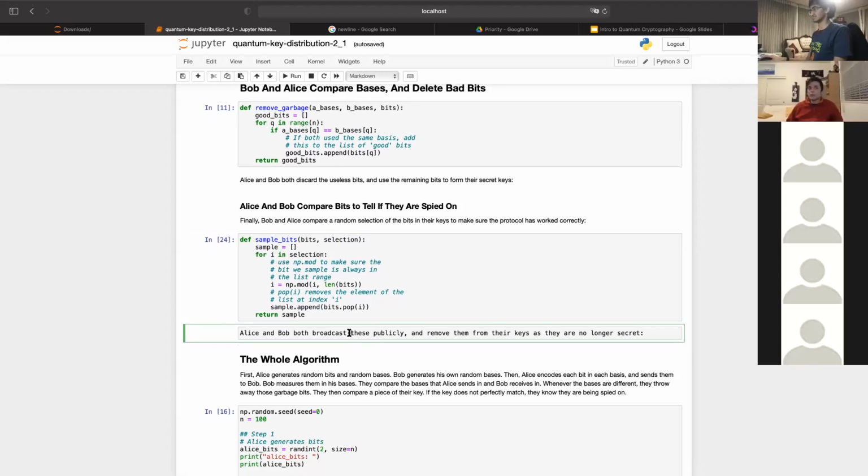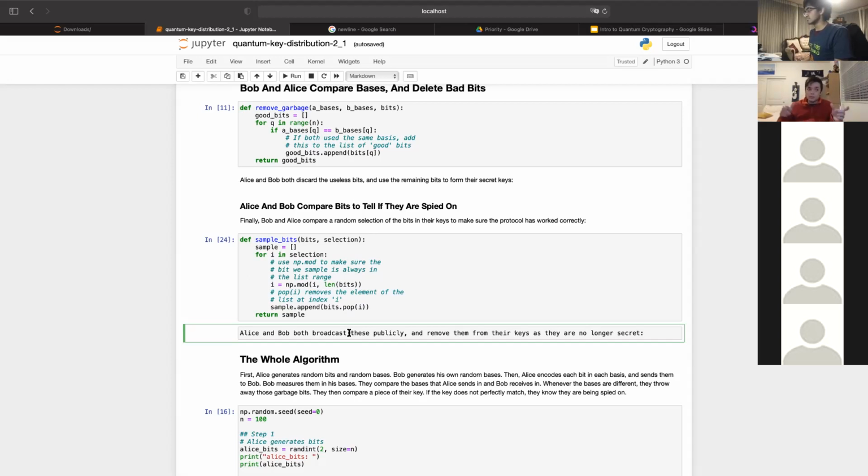So literally over the radio or a public channel, Alice will say, the end of my secret key is literally 10110011 or something. And Bob will do the same thing. And they compare if those two numbers are the same, because they know that in an ideal world, without error and without spying, those numbers should be exactly the same.